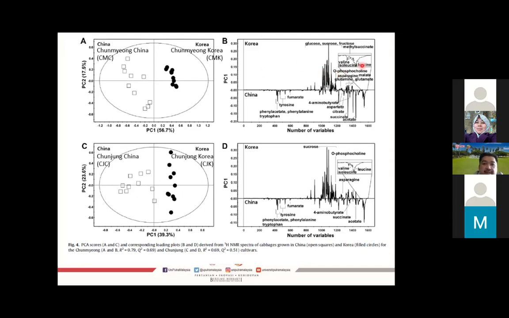From the loading plot, these metabolites were higher in Korean samples, whereas these metabolites were abundant in China samples. Okay, similar to this one.